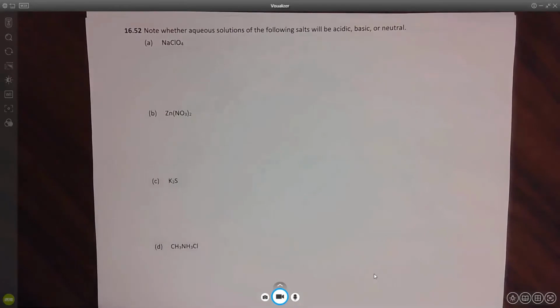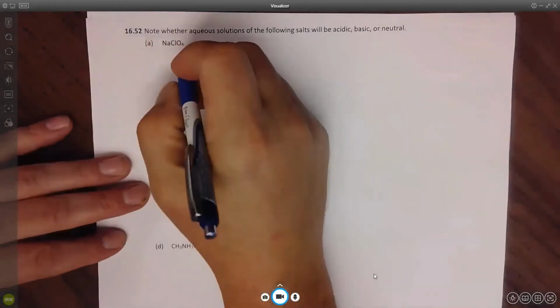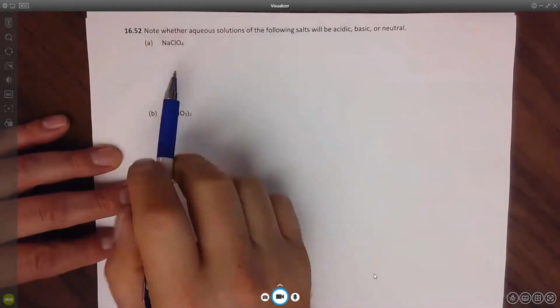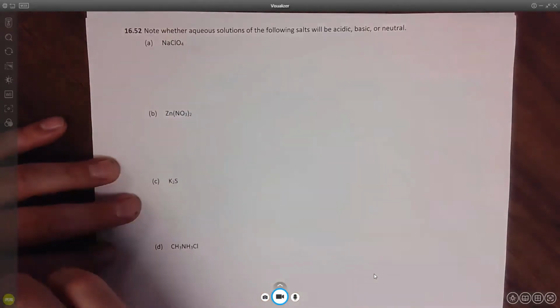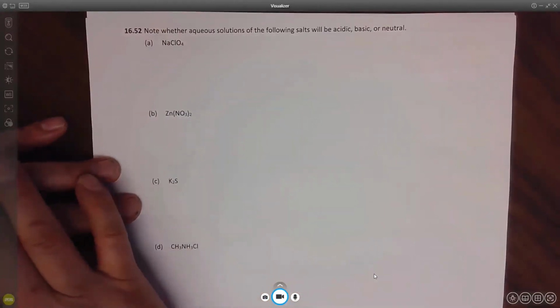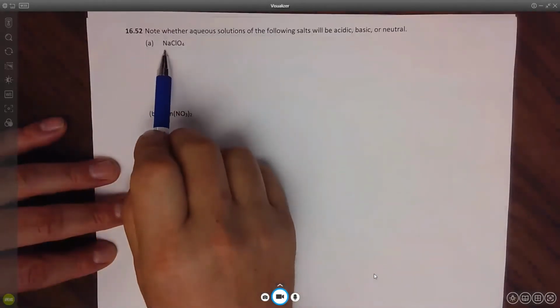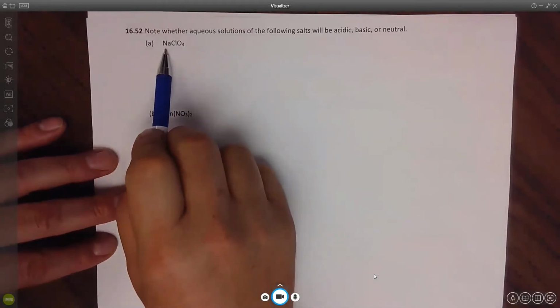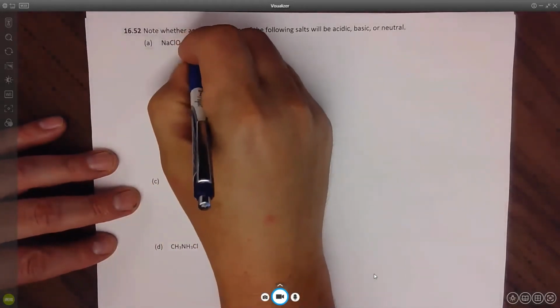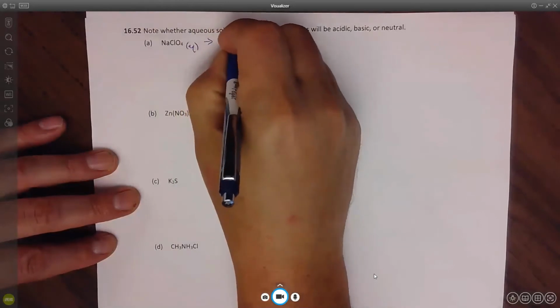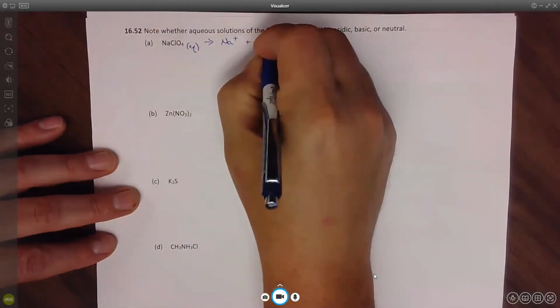Basic. Basic? Okay, so first off, is the sodium hypochlorite a soluble salt? Is it a strong electrolyte? Yes. Yeah, according to rule number 1, any salt that contains the group 1A metals is going to be soluble. So this thing would be aqueous. It's going to dissociate into the sodium ion and the hypochlorite ion.